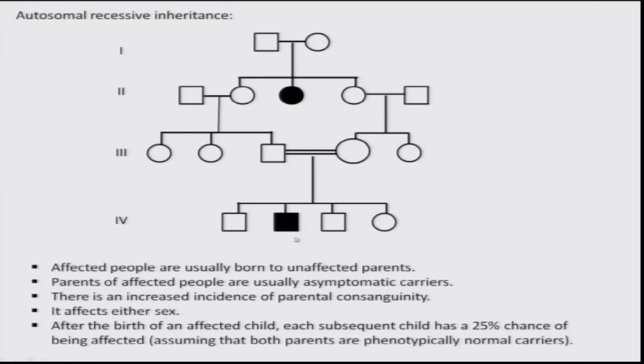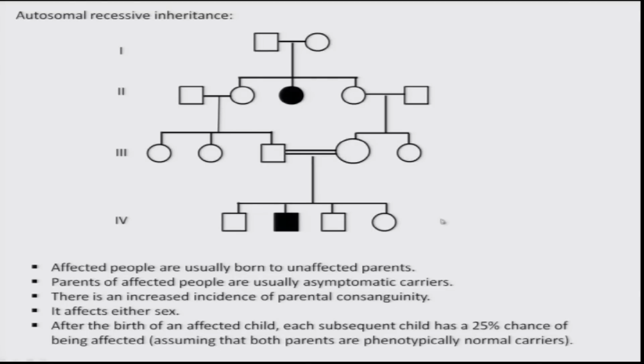Likewise, you see here, this is an affected individual, their parents do not show, but in the previous generation you may have an individual who is showing the phenotype. There is an increased incidence of parental consanguinity as depicted here. Again, it would affect either sex because it is autosomal. The gene that is causing the disorder, or the defect in the gene causing the disorder, is located on one of the 22 autosomes.